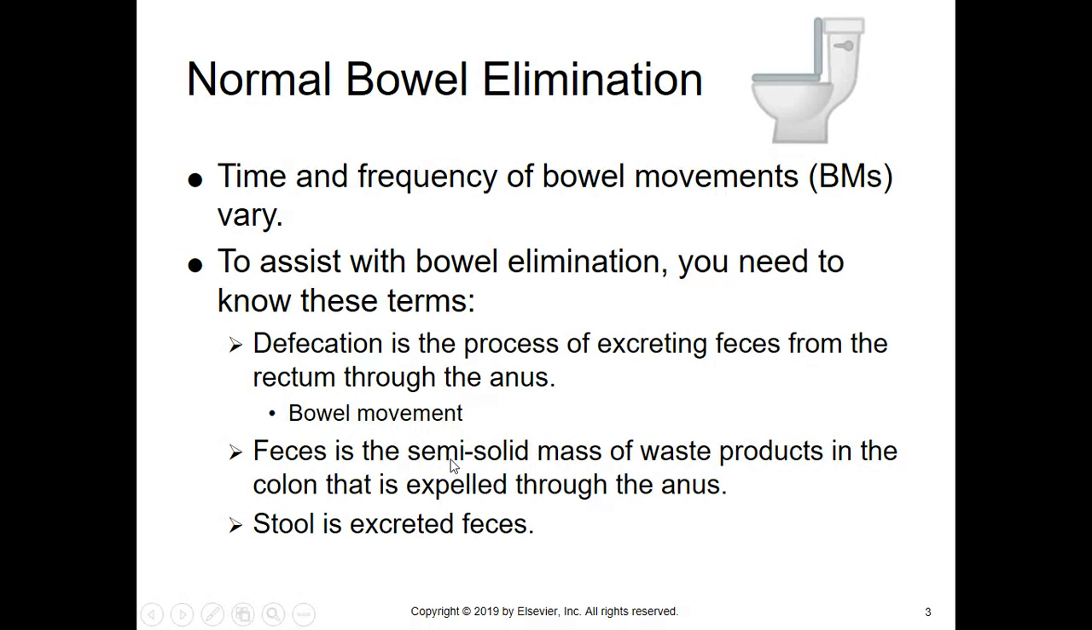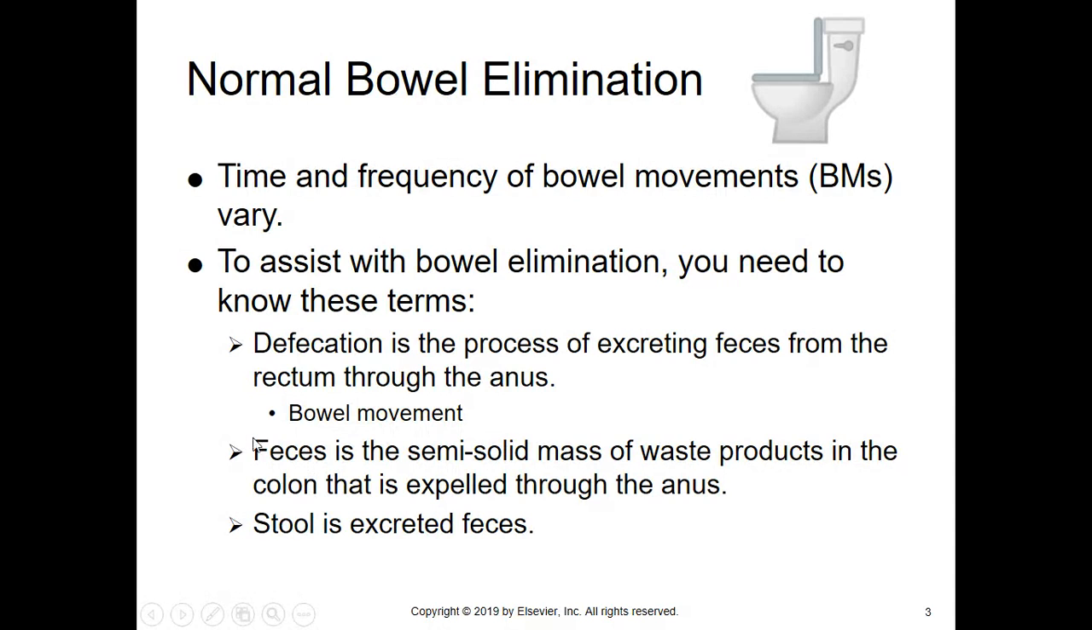Feces is what we call the waste when it's inside us. So feces is the semi-solid mass of waste products in the colon. So it's inside us. And when the feces comes out of us and lands in the toilet or comes through our anus, it's called stool. Okay? So they're all called bowel movements. The process of having a bowel movement is defecation.